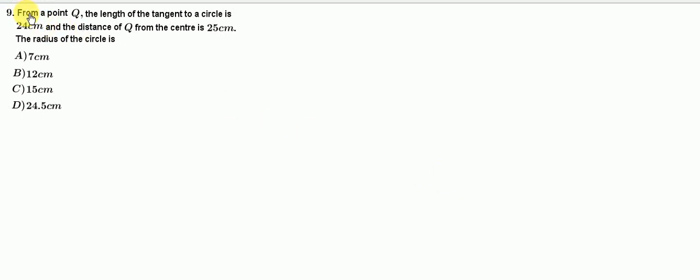Problem 9. From a point Q, the length of the tangent to a circle is 24 cm and the distance of Q from the center is 25 cm. The radius of the circle is option A 7 cm, option B 12 cm, option C 15 cm, option D 24.5 cm. Let us draw the figure for this problem.